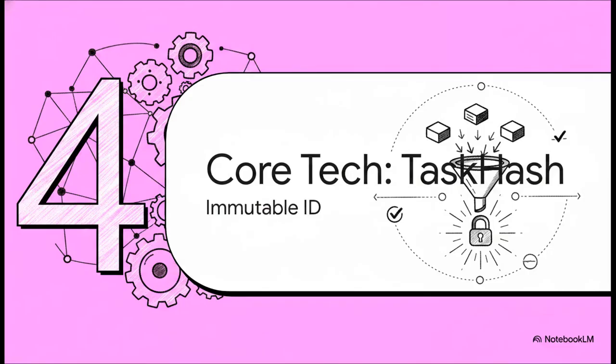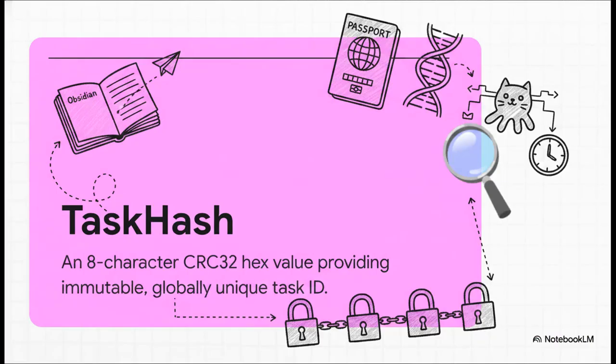So the crucial point here is how it keeps track of everything. Let's look at Section 4, Core Technology, Task Hash. Right, the Task Hash. This is essentially the secret sauce. It's an 8-character CRC32 hexadecimal value.